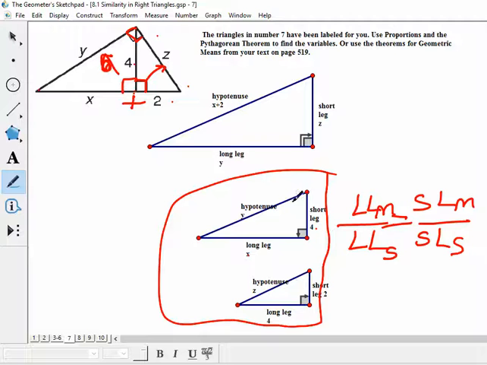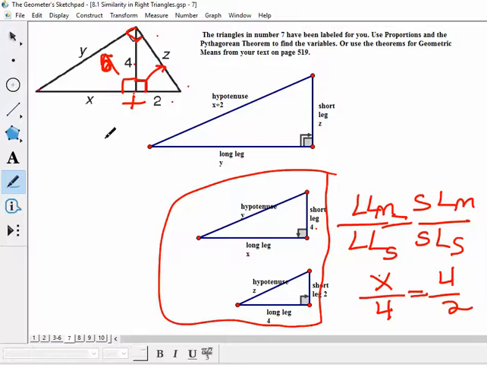So long leg of the medium is X. Long leg of the small is 4. Short leg of the medium is 4. Short leg of the small is 2. So I have everything I need to solve this proportion and find X. And you'll have to finish that, find X.